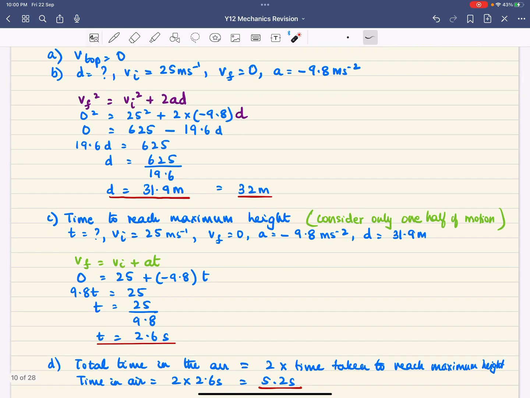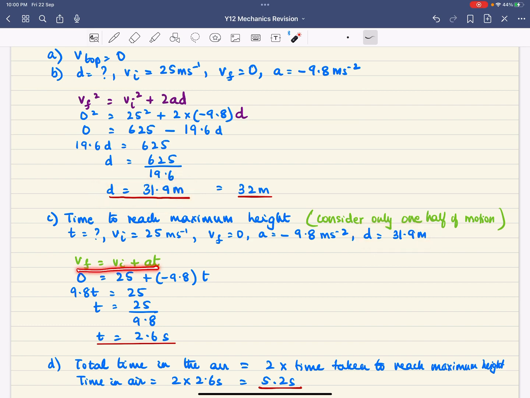Then if you need to find the time taken to reach maximum height, we only consider 1/2 of the motion, either from the bottom to the top or the top to the bottom. So this is what we have to find out. We know our initial velocity, 25 meters per second. Velocity at the top is 0. That's your acceleration due to gravity, and we just found out the distance. So when you have to use the same number for a subsequent step, use the unrounded values.